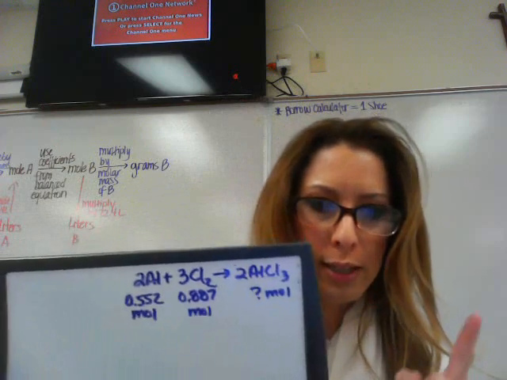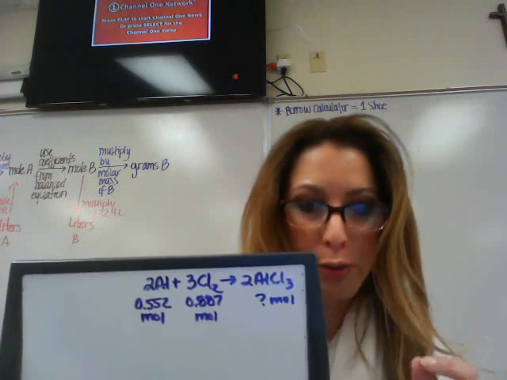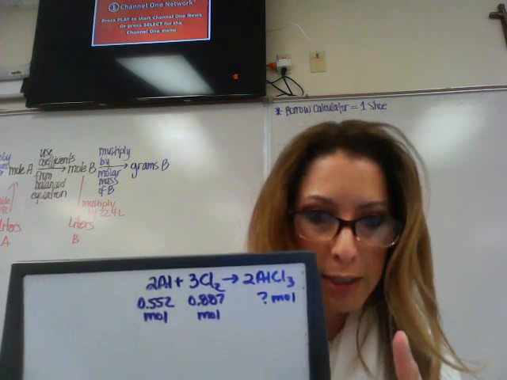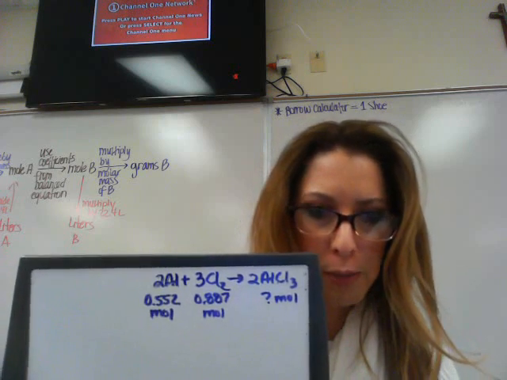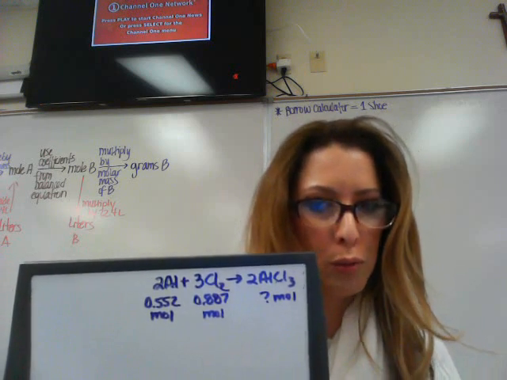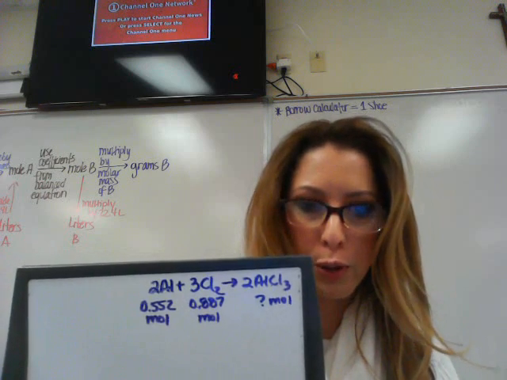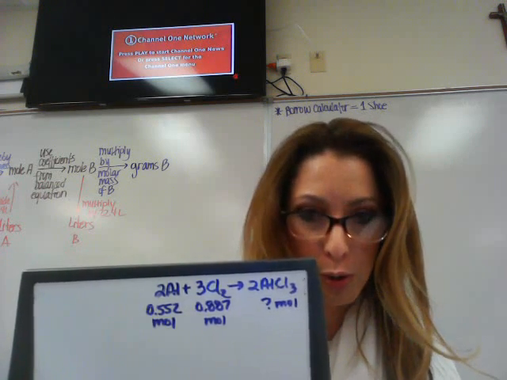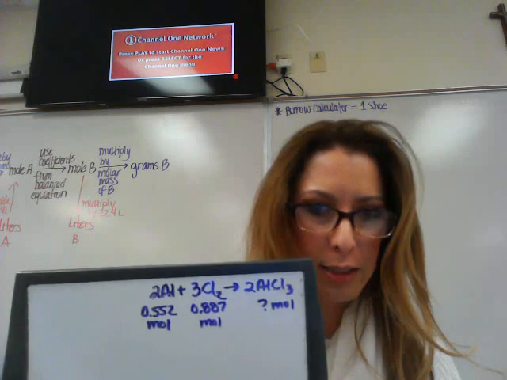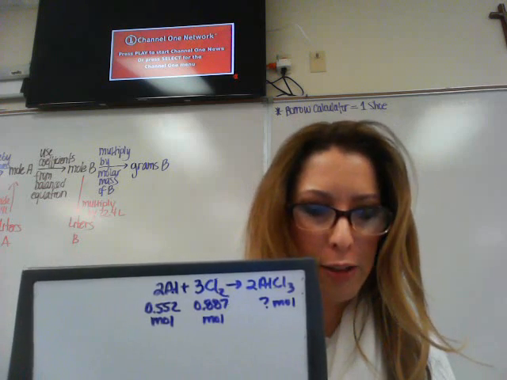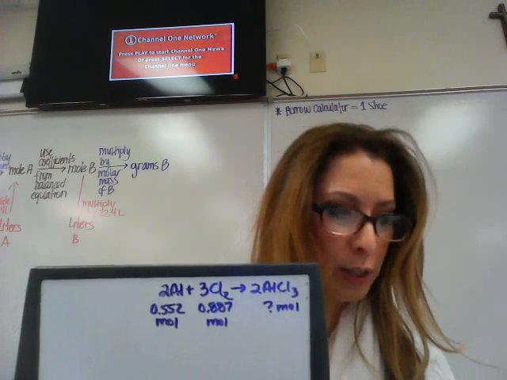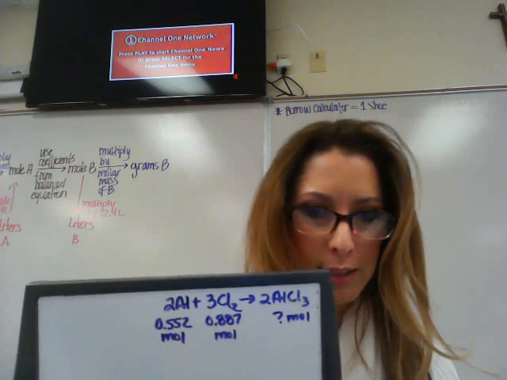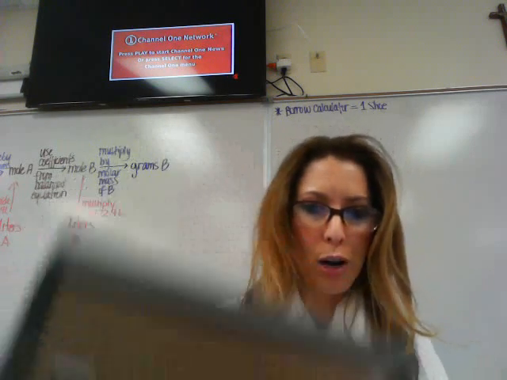Okay, so when they give you, now listen to me carefully, when they give you the quantities of 2 reactants, it is a limiting reactant problem. They want you to do double the work to figure out which one produces the least amount of aluminum chloride, and then that reactant is your limiting reactant, and then the amount produced is your theoretical yield. So what we're going to do here is we're going to do 2 one-step problems.